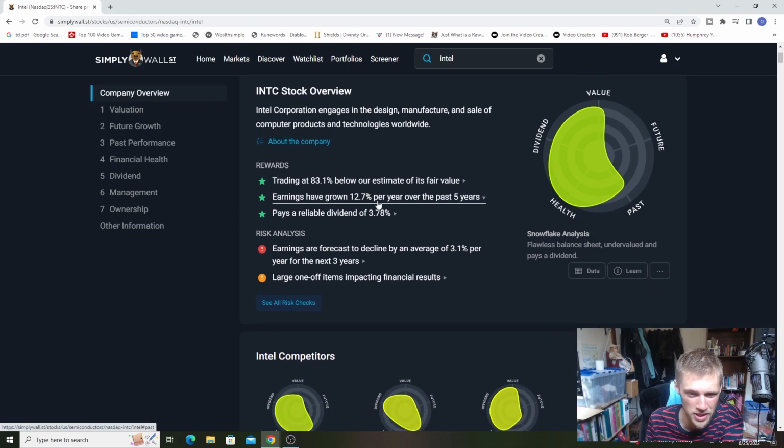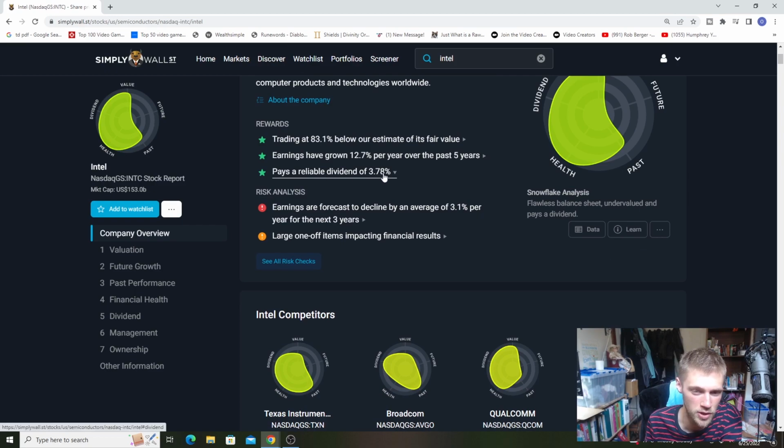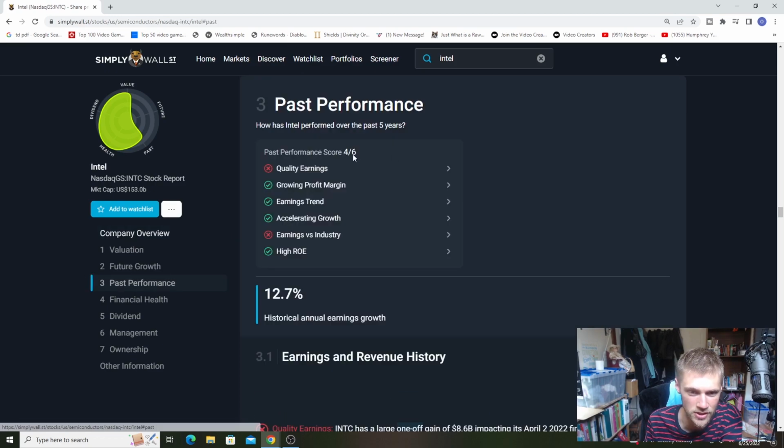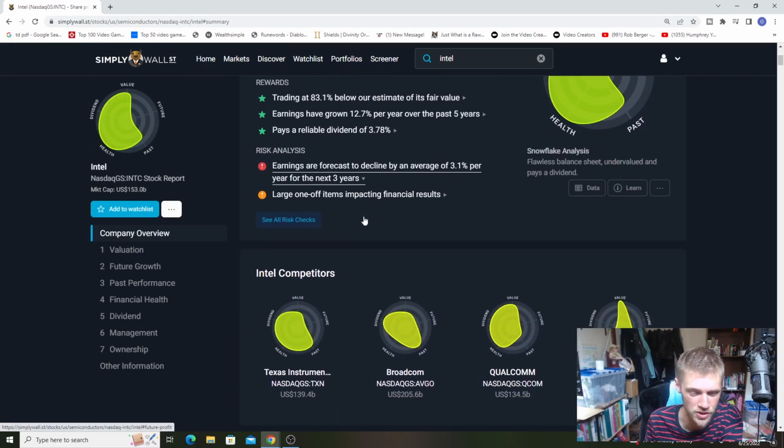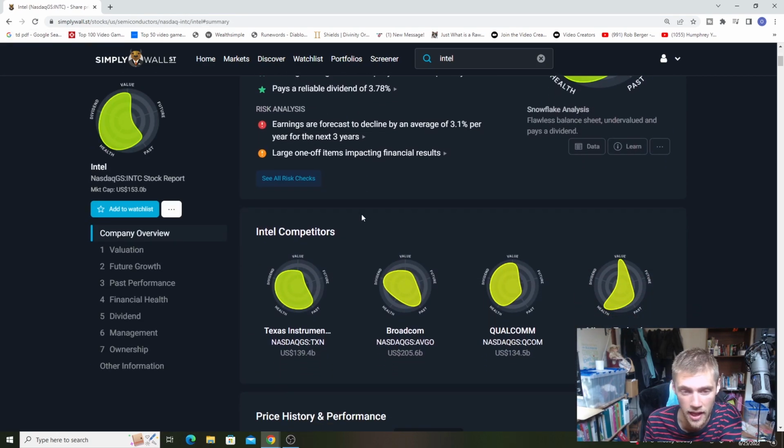Earnings have grown 12% per year over the past 5 years. So, that's a good stat to know, right? You can see that it's growing 12% per year, so that's a cool little stat. Pays a reliable dividend of 3.78%. And you can click on these things to get some more information if you want to do that as well, and to see basically what they're saying and why they think that way, kind of thing.